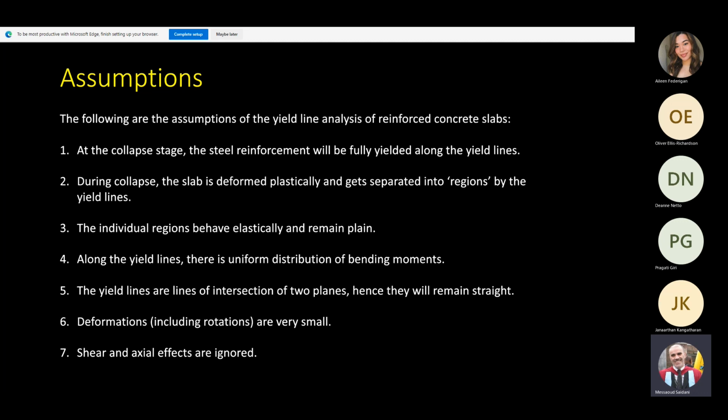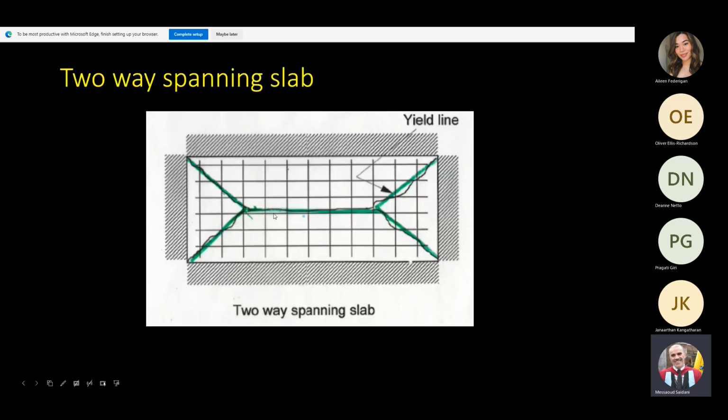Number 3, the individual regions behave elastically and remain plane. In other words, what we assume is that each of these regions, when they deform, they don't actually collapse themselves or deform, they just remain plane. Is that clear? They remain plane, okay?